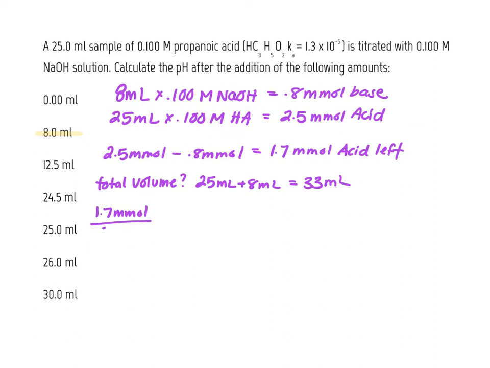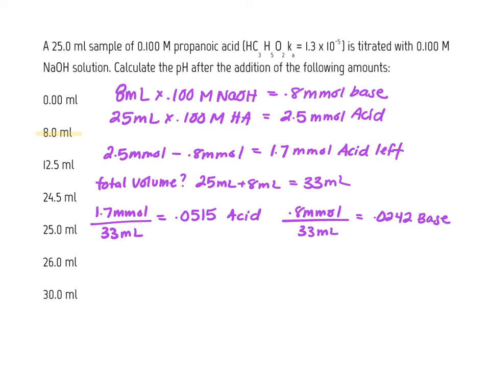So to calculate our concentrations for the acid, we're going to take 1.7 millimoles divided by 33. So we have 0.0515 of the acid. And then we're going to take the 0.8 millimoles of base and divide that by the total volume, also 33 mils, and that will give us our concentration, 0.0242 of base.